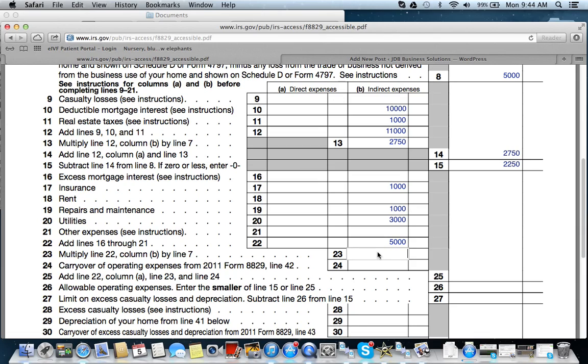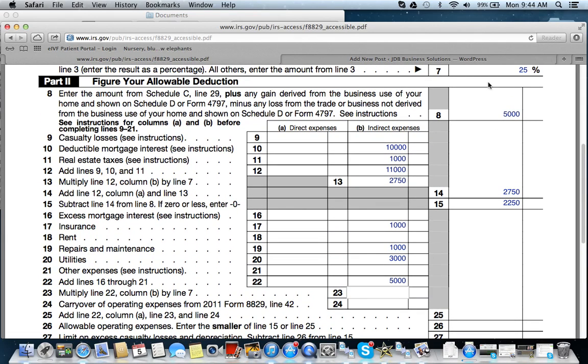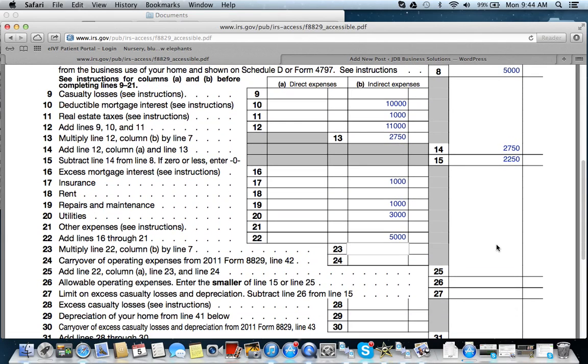Here we're going to multiply line 22, column B, by line 7. Line 7 is just the percentage, our 25%. So you're going to take the $5,000. You're going to multiply it by the 25%. So here we're going to put $1,250. And out of that $5,000, what that's saying is you're allowed to deduct $1,250.